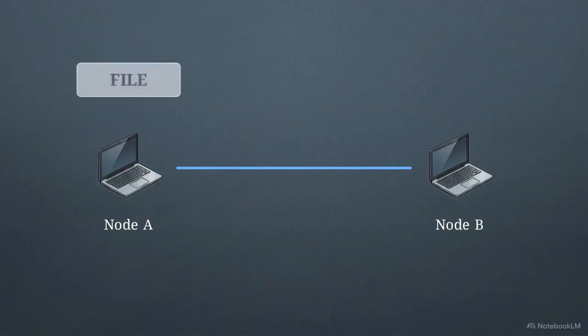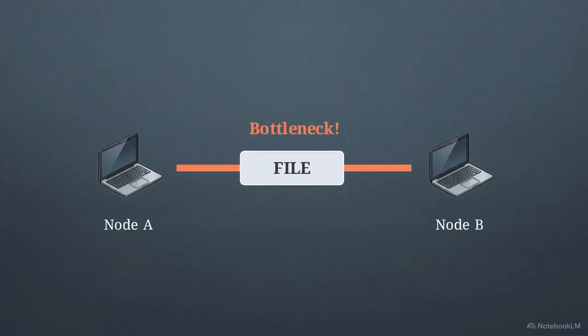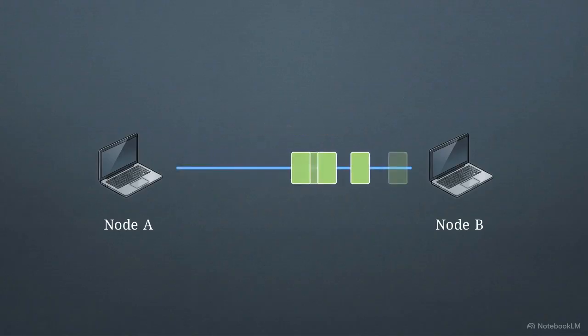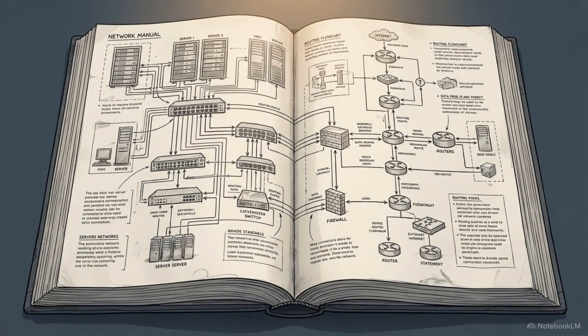Once connected, we face our first bottleneck. Sending large monolithic files across a single wire clogs the connection and blocks other traffic. We solve this by breaking data into packets, small, manageable chunks that travel efficiently across the line. Because these packets arrive in pieces, both nodes must follow strict, predefined rules to ensure the data is formatted, transmitted, and reassembled accurately. We call these rules protocols.